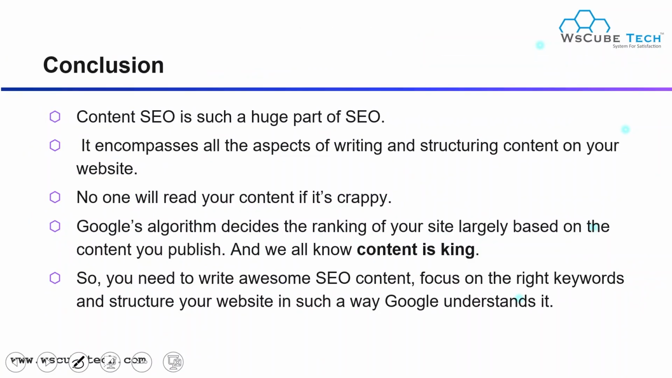So the conclusion is that content SEO is such a huge part of your SEO, and it comprises all the aspects of writing and structuring content on your website. No one will read your content if it's poor. Google's algorithm decides the ranking of your site largely based on the content you publish, and we all know that content is king. So you need to write awesome SEO content. You have to focus on the right keywords and structure your website in such a way that Google understands it. So that is the conclusion of content optimization.